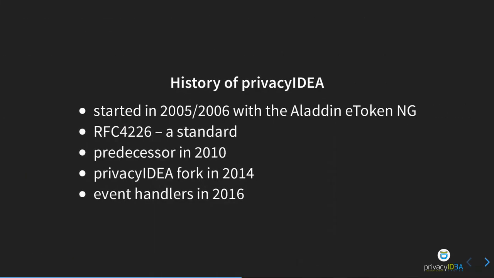So how did all this happen? Actually, I think somehow it started in 2005 or 2006. I have been a consultant, and we were working with an Aladdin eToken NG. Who of you knows Aladdin, before it was acquired by SafeNet, before it was acquired by Gemalto, before it was acquired by Thales, I think?